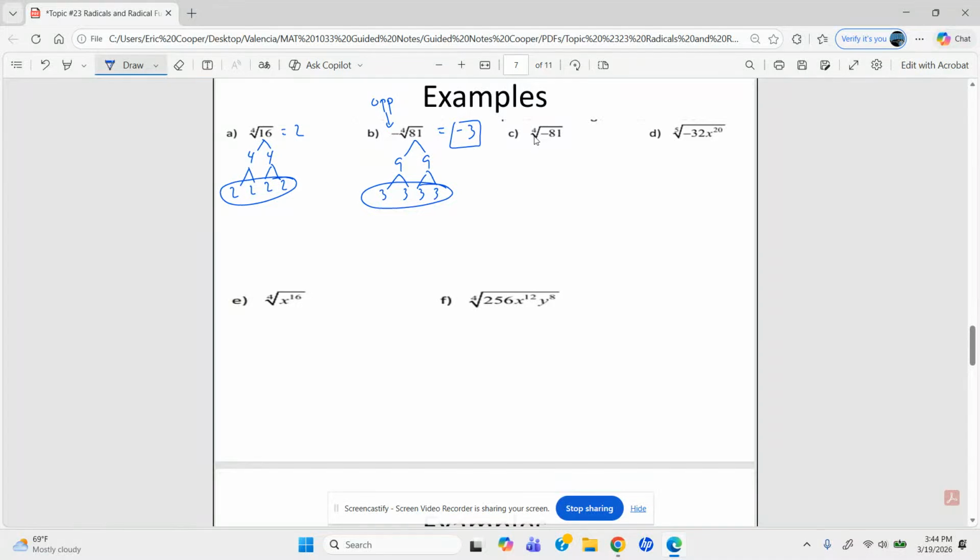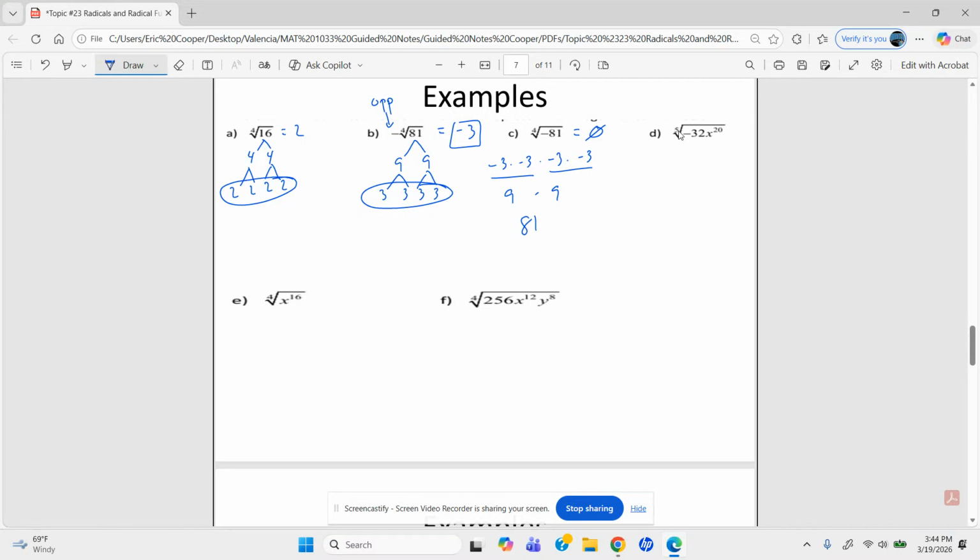This one says, what number times itself 4 times gives me negative 81? Well, think about it. If I had all these 3's and I turned them into negative 3's, what would happen? These two negative 3's would become 9, and these two negative 3's would become 9, and 9 times 9 is 81, but it doesn't give me negative 81. There's no way to get a negative number by multiplying the same number by itself 4 times, which makes sense. The index here is even. That means this can't be negative. That means there is no solution for this problem.